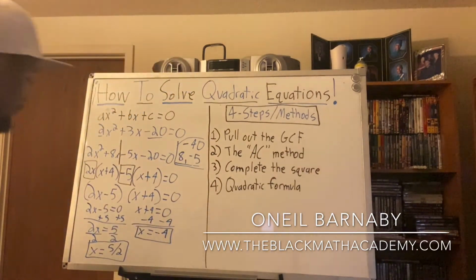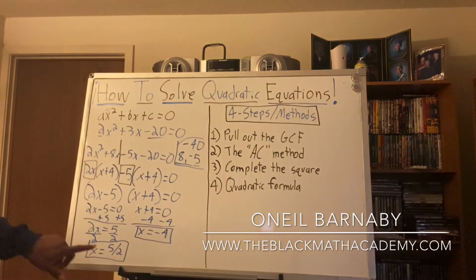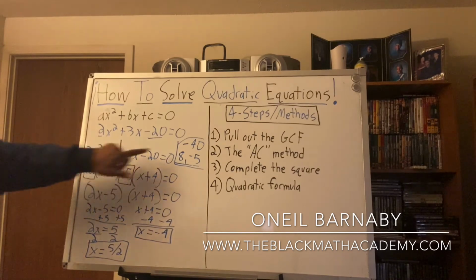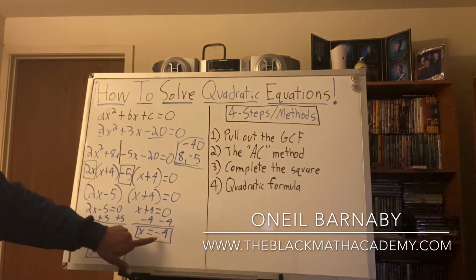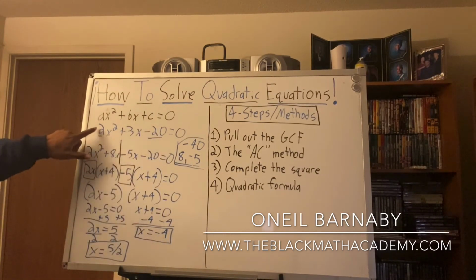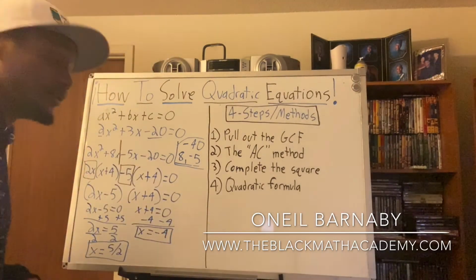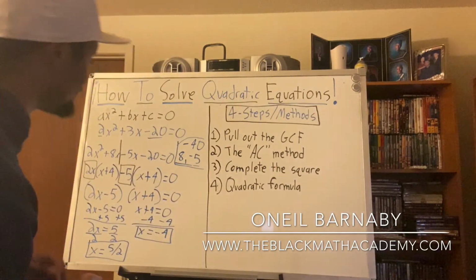And there you have it. When you plug 5 over 2 in the original equation, the 2x squared plus 3x minus 20, you should get 0. And when you plug negative 4 into the original expression, you should also get 0. And that's how you know you're doing it correctly.